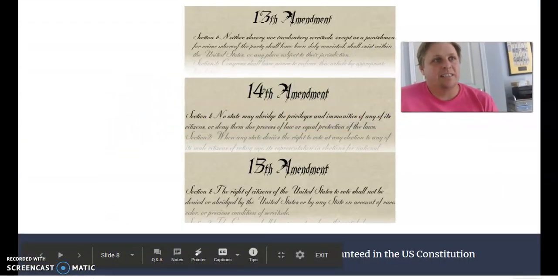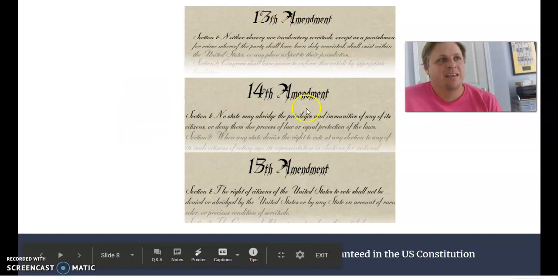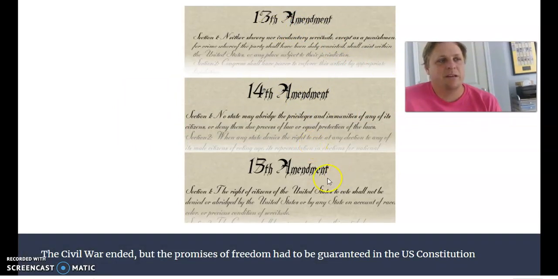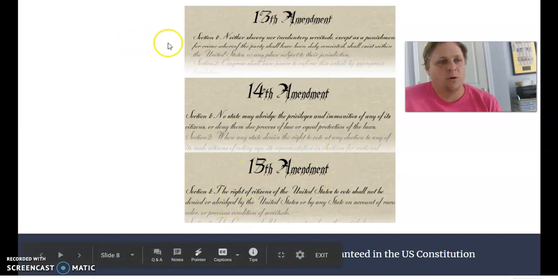The end of the Civil War leads to these three amendments: the 13th, the 14th, and the 15th Amendment, referred to as the Civil War Amendments.